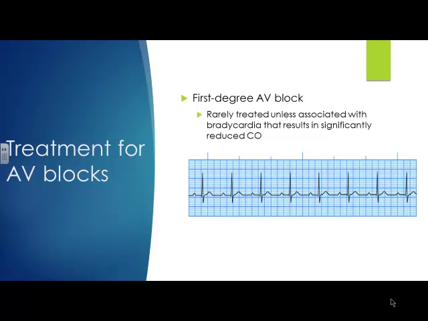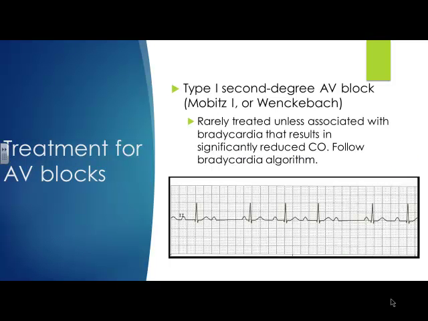So what's your treatment? It's pretty much going to be your bradycardia algorithm. We talked about your first degree, your second degree type 1. This is rarely treated unless associated with bradycardia that results in significantly reduced cardiac output. Again, follow the bradycardia algorithm. Type 1 is not a high degree block. Again, just like with your first degree AV block, most likely your signs and symptoms are not being caused by the block itself, but more because of the slow heart rate.